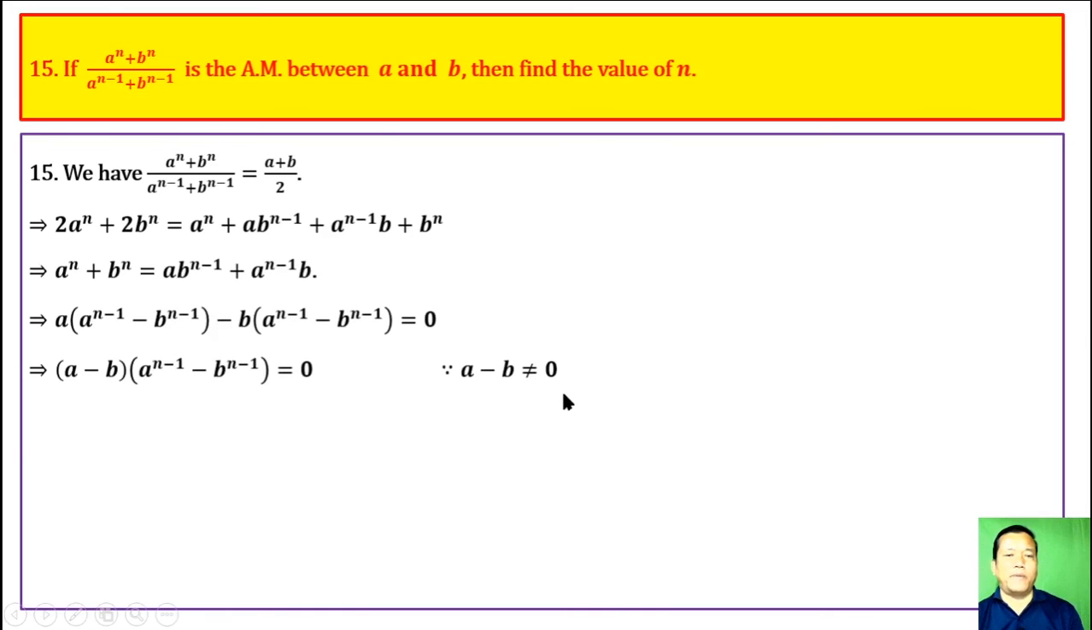a - b is never 0, so cancel this. The remaining factor equals 0, which can be put in the form (a/b) to the power n - 1 equals 0. This gives that the power n - 1 should be 0, and that gives n equal to 1. Therefore, the required value of n is 1.